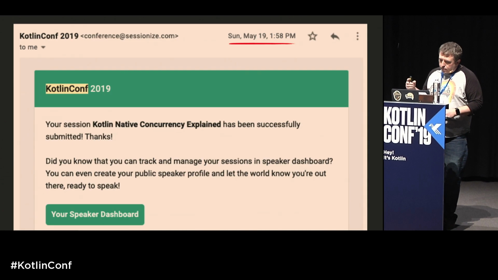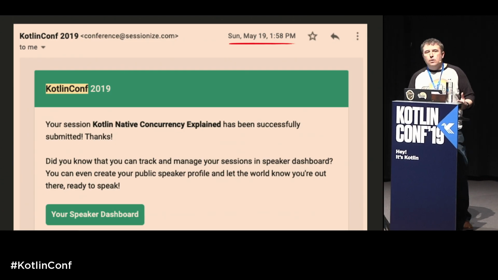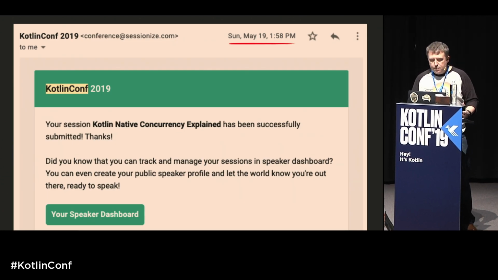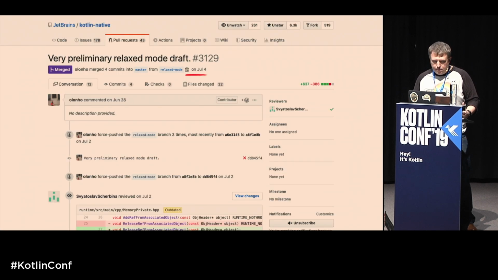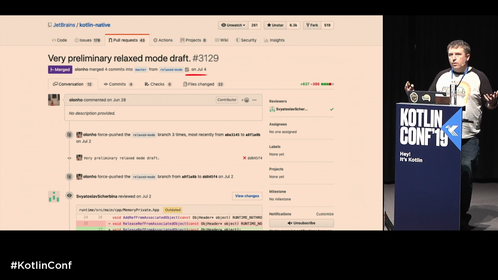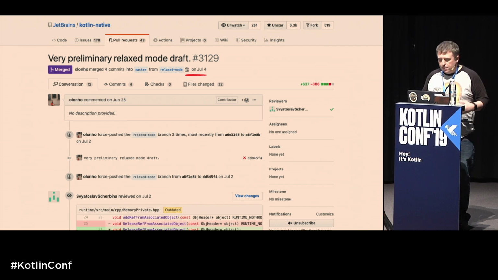So enough about that. Conferences are fun. KotlinConf had a deadline of May for submissions, and it's currently December. This stuff moves very, very fast if you don't know anything about it. Somewhere around July, there was this thing called the relax mode draft PR that was submitted to the Kotlin Native repo. Relax mode essentially is like whatever you want to do, right? It's shared memory. It's kind of like the JVM essentially.